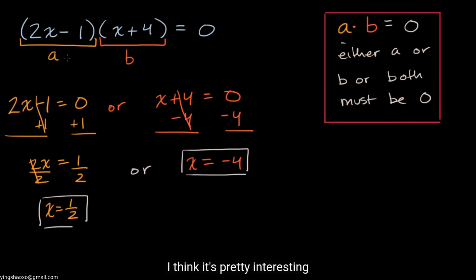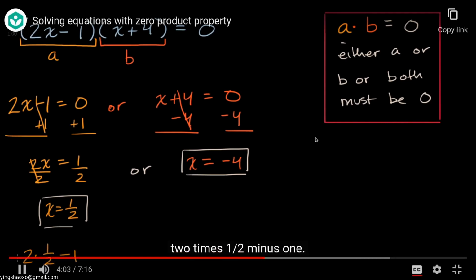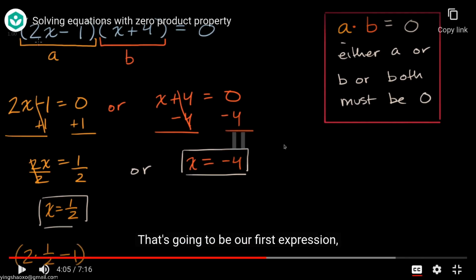And I think it's pretty interesting to substitute either one of these in. If x is equal to 1/2, what is going to happen? Well, this is going to be 2 times 1/2 minus 1.